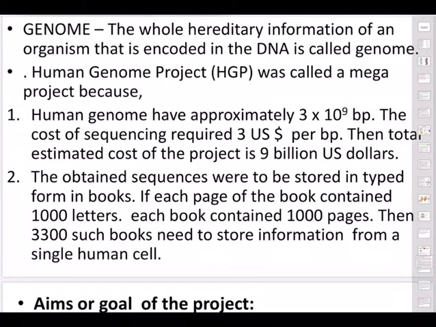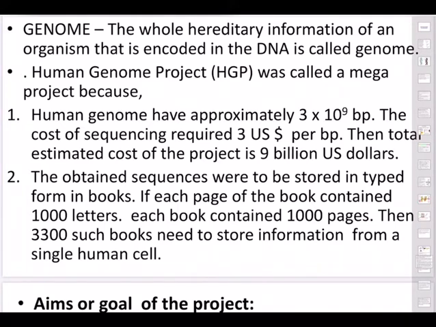The human genome has approximately 3 × 10^9 base pairs. The cost of sequencing required is $3 per base pair. Then the total estimated cost of this project is so huge, $9 billion. You know, $1 is roughly 74 rupees now.